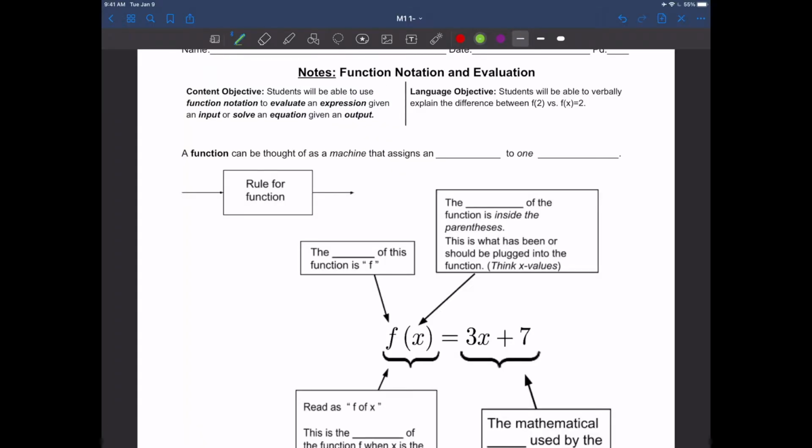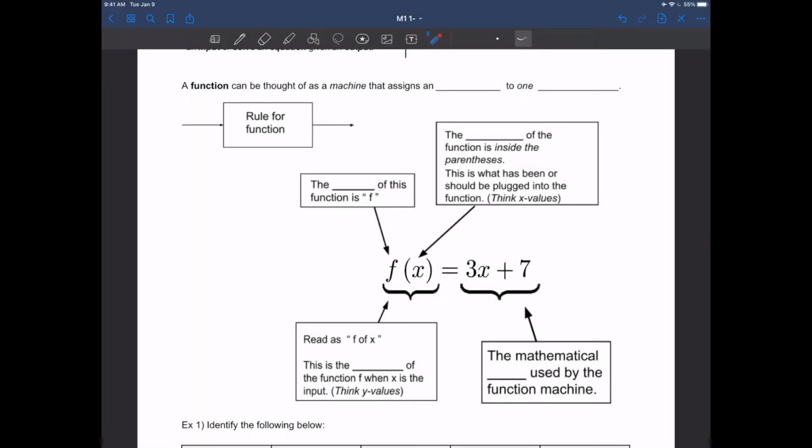Welcome to our notes on function notation and evaluation. Students will be able to use function notation to evaluate an expression given an input or solve an equation given an output. Students will be able to verbally explain the difference between f of 2 versus f of x equals 2.